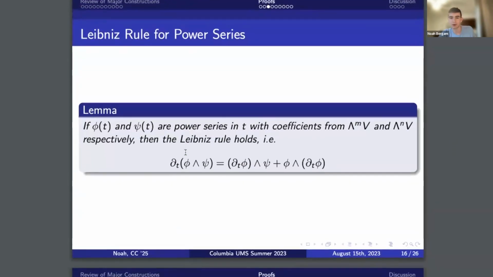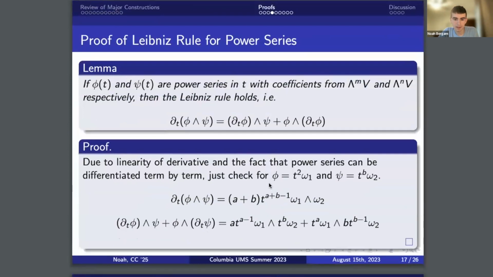The second thing is a little boring and technical. It says that if you have two power series in T with coefficients from these wedge products, so it's an operator valued formal power series in T, then the Leibniz rule holds. Basically, the derivative acts like it should. The derivative of the wedge product is equal to the wedge product of the derivative applied at each element. You can argue this easily using the fact that the derivative is linear and the power series can be differentiated term by term.